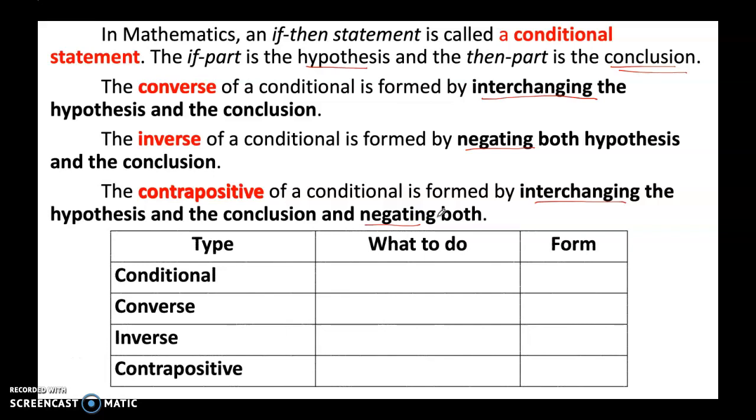So let's have the summary. We have the types: the conditional, converse, inverse, and contrapositive. Our given is the conditional statement. It is in the form of P then Q, where P is our hypothesis and Q is our conclusion. For the converse, we interchange or switch the hypothesis and the conclusion. So if we have P then Q, we interchange or switch, so we will have the form Q then P. That is our symbol for converse.